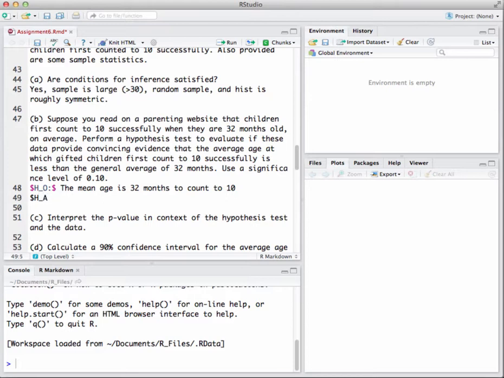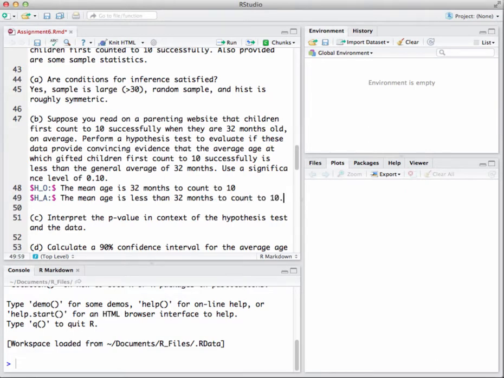What would the alternate hypothesis say? Well, let's see. We've got to go back up here and read. What does our researcher say? The researcher says that the average age of the gifted children to count to 10 is less than. Oh, okay. So he's thinking these little munchkins get to it quicker, okay? So the mean age is less than 32 months to count to 10.